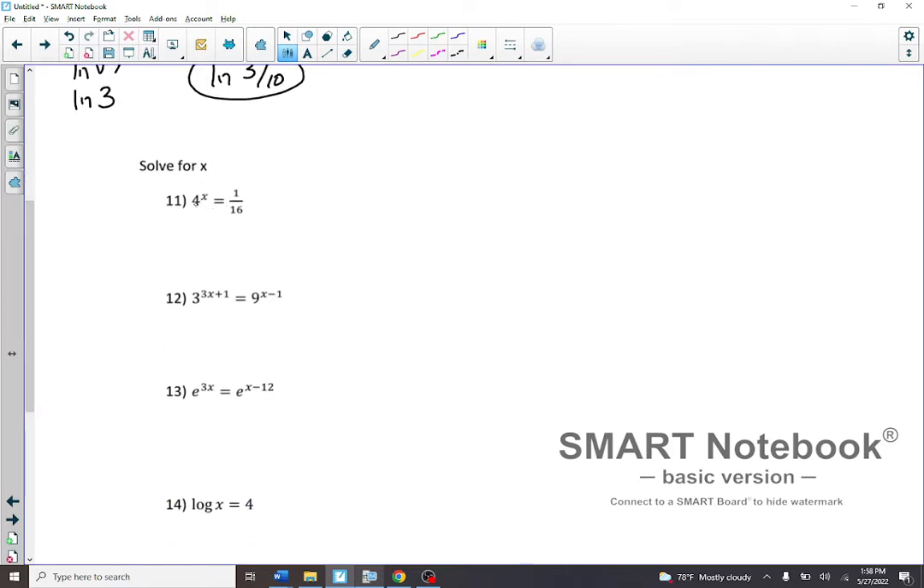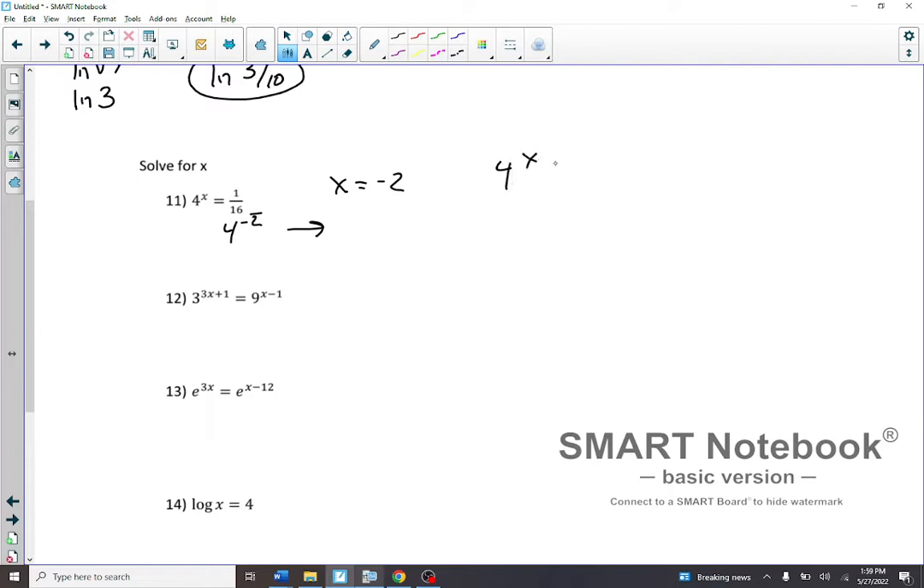Here, solve for x. So 4 to what power gives you 1 over 16? Now I'm going to show you mentally. You should know, hey, this 16 is the same as 4 to the negative 2 power. So x must be equal to negative 2. How is it 2 to the negative 2 power? I'll let you think on that. But you might be like, okay, I don't know why. So what can I do?